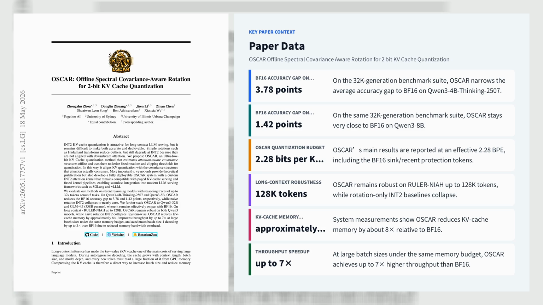On RULER NIAH up to 128K tokens, Oscar stays robust where rotation-only INT2 fails, and system measurements show about 8 times lower KV memory, up to 7 times higher throughput at large batch sizes, and up to 3 times faster batch size 1 decoding versus BF16.